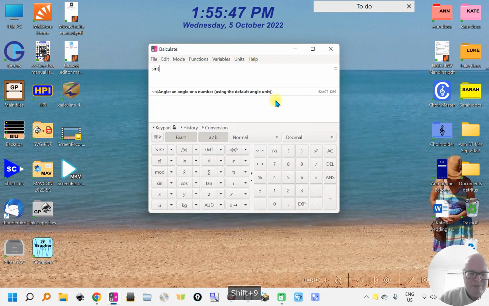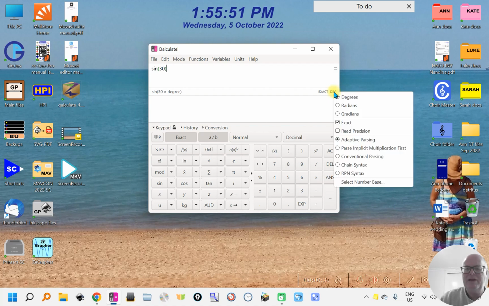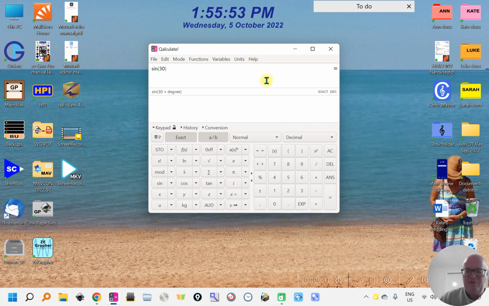You can type trig expressions. You can see I'm on degrees there. That can be changed to radians by clicking there. If I press enter, I get the answer in fractional form because I've got these buttons highlighted. You can even do fractions and it'll cancel down the fraction for you.